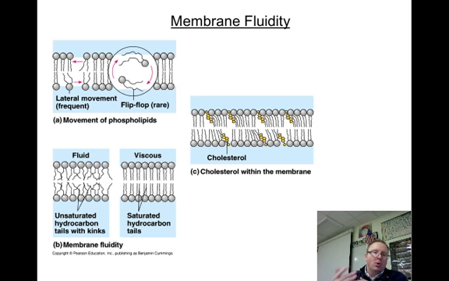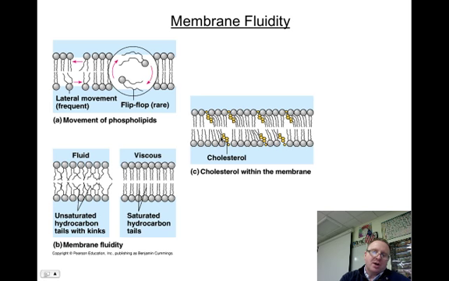viscous. Organisms that exist in colder climates, and I'll give you an example of this, fish, especially fish that live in cold water, tend to have a higher concentration of unsaturated lipids in their phospholipids, and that helps to keep their membranes from solidifying at colder temperatures.